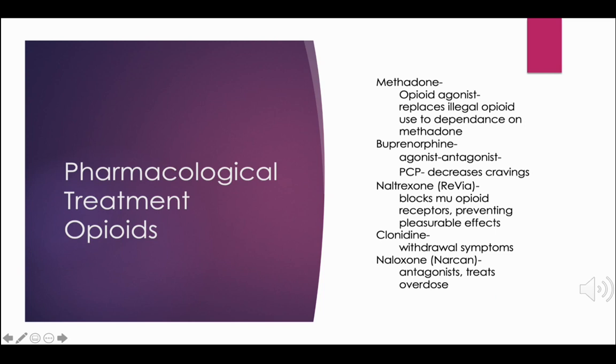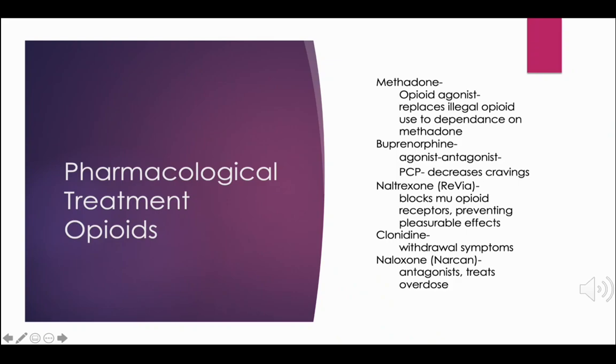Naltrexone blocks the mu opioid receptors, and this prevents pleasurable effects. Clonidine helps with withdrawal symptoms, including diarrhea, nausea, and vomiting. And naloxone or Narcan is an antagonist and it treats overdose.